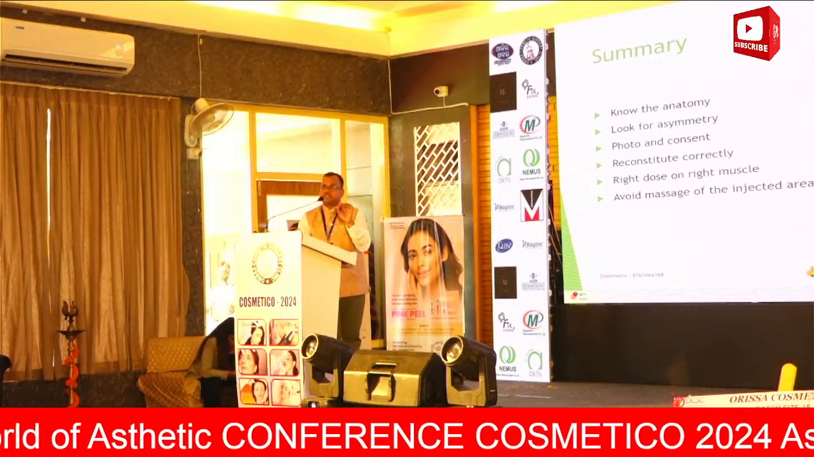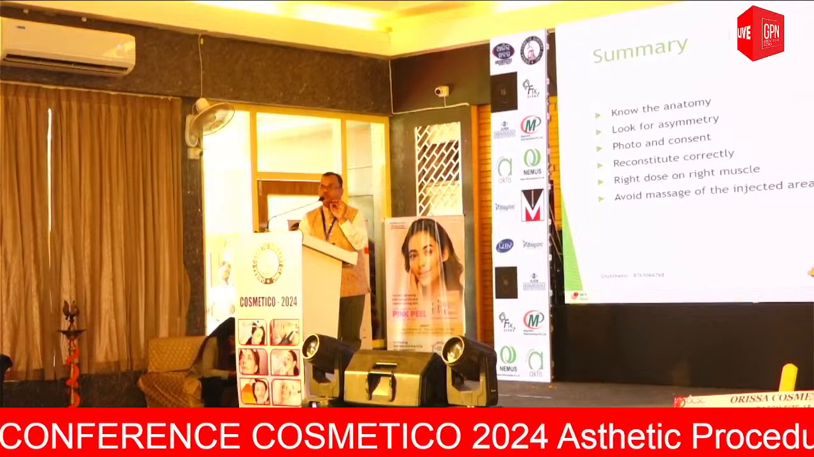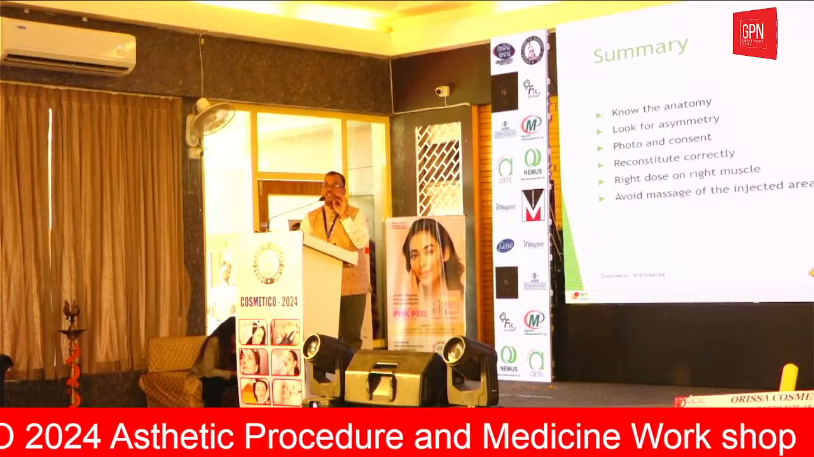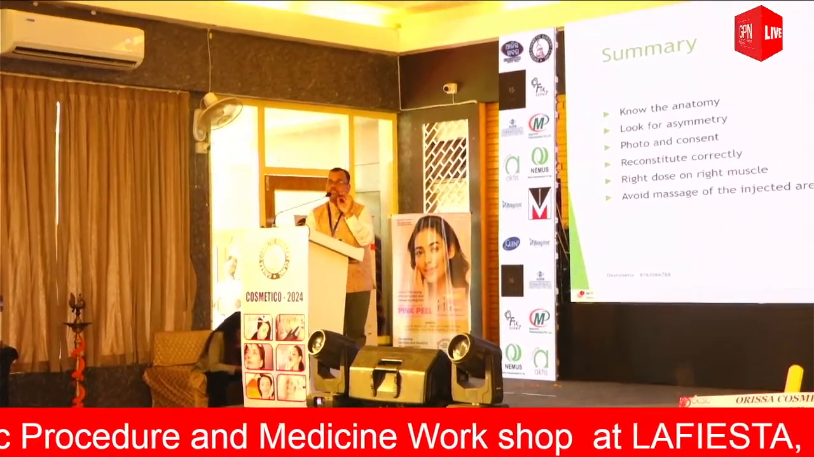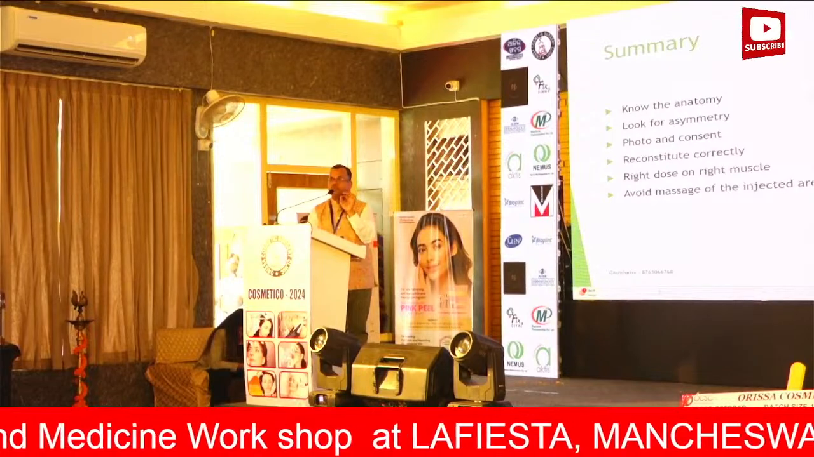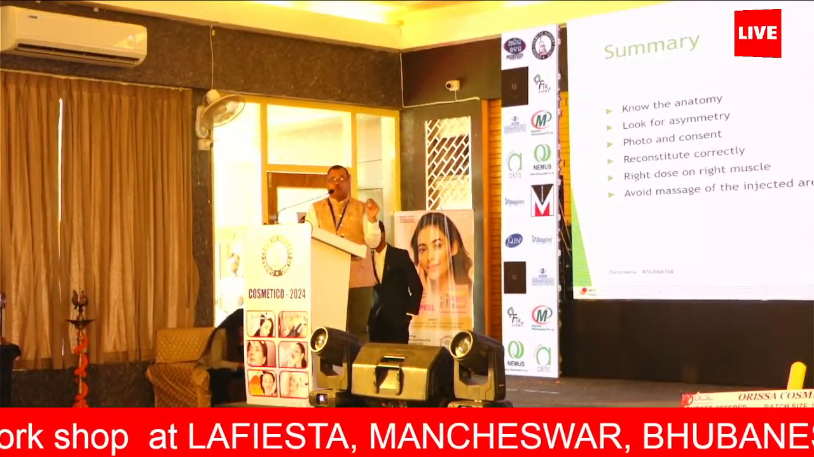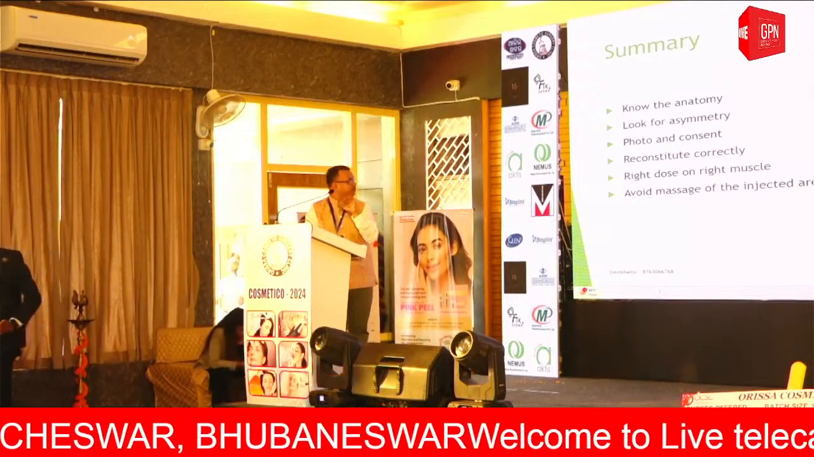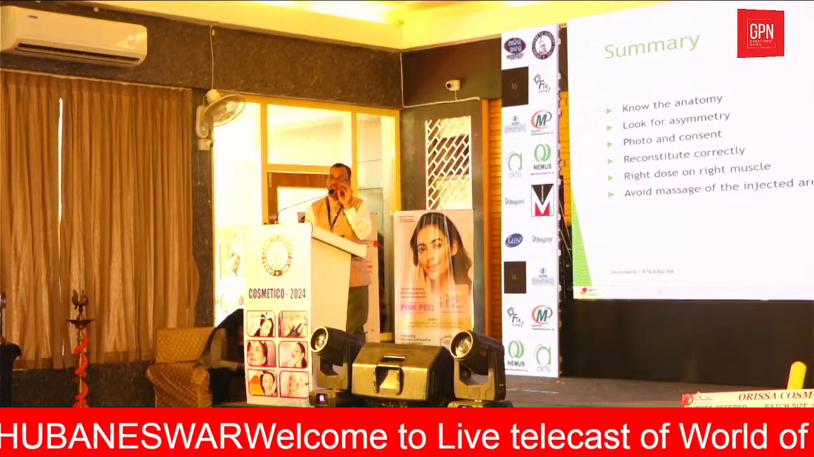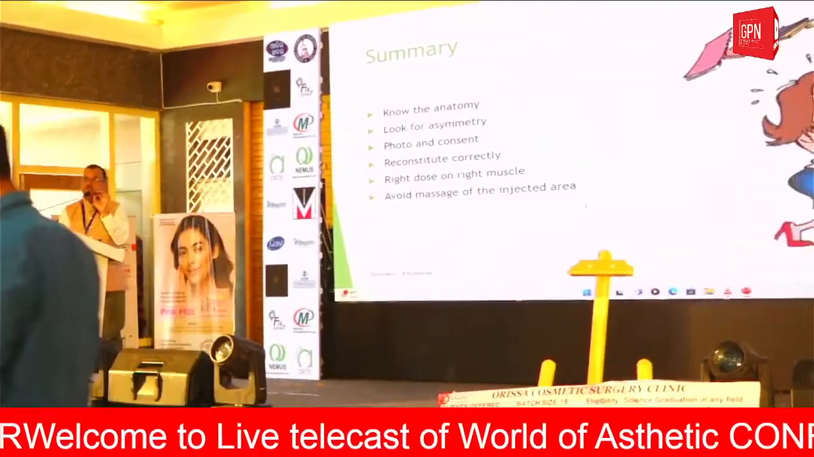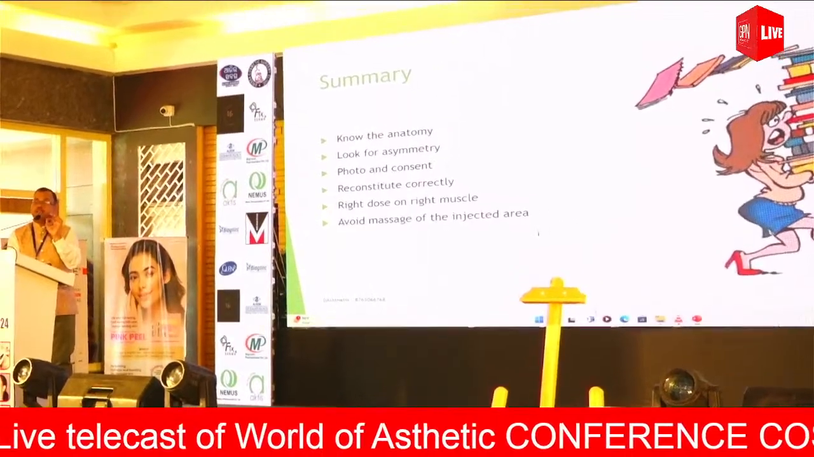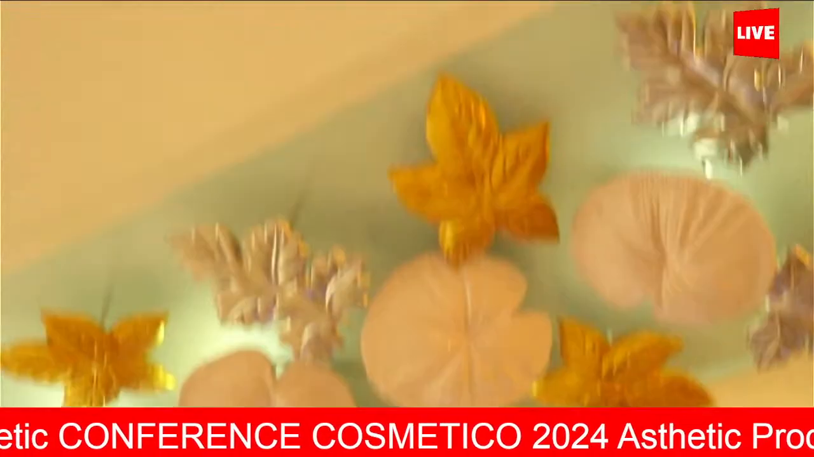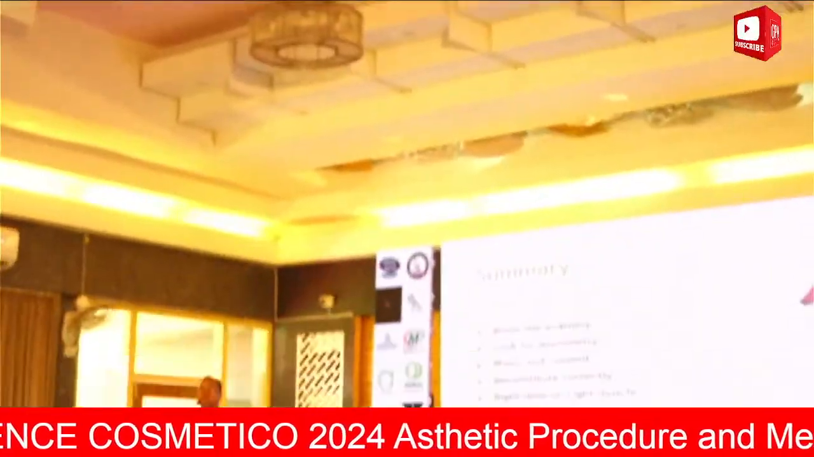To summarize, you should have a clear idea about the anatomy of the face, where to inject. Look for asymmetry or any other deformities before injecting. You have to point out these things to the patient. Take before and after photos and the consent. You have to reconstitute the Botox correctly. Right dose into the right muscles, very important. And avoid massaging the injected area, so there will be less side effect.